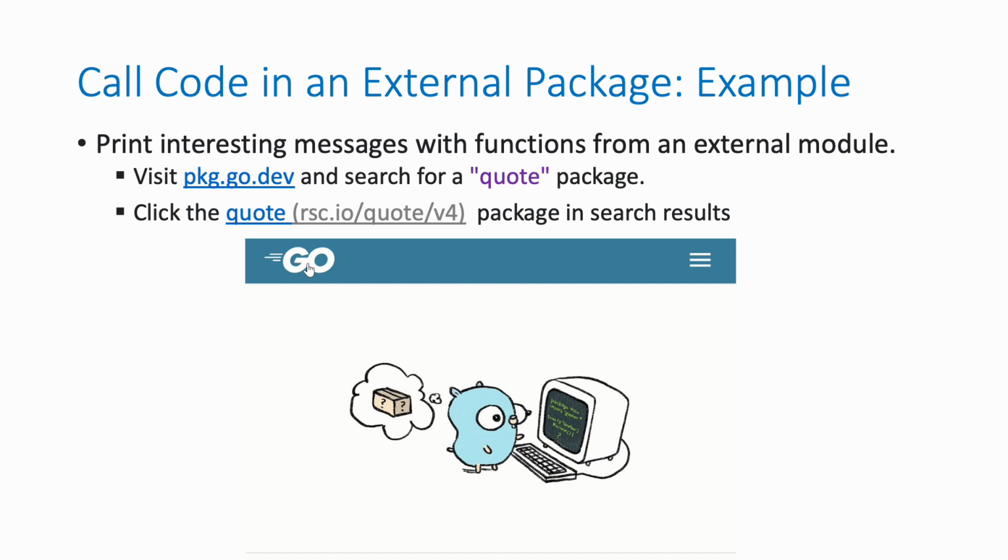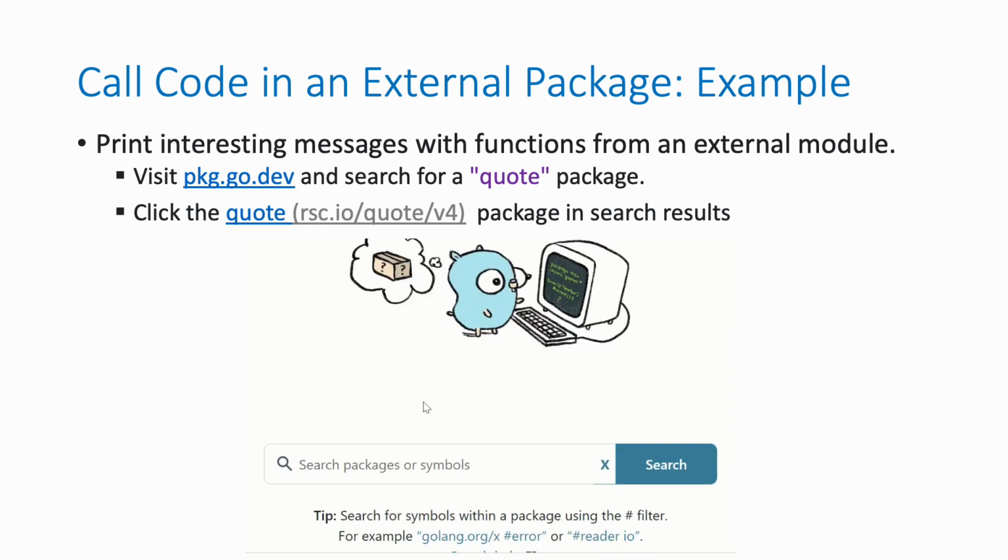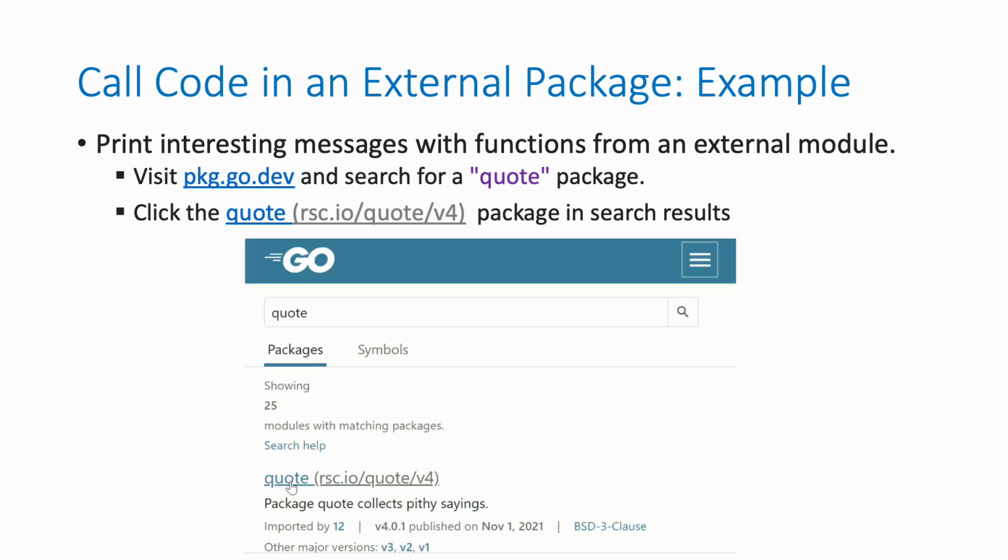Let's consider an example of calling code in an external package. In this example, we want to print interesting messages using functions from an external module. To look for such a module, we visit the web page at pkg.go.dev and search for a code package. Then click on the first item on the list, that is code, rsc.io/code/v4.